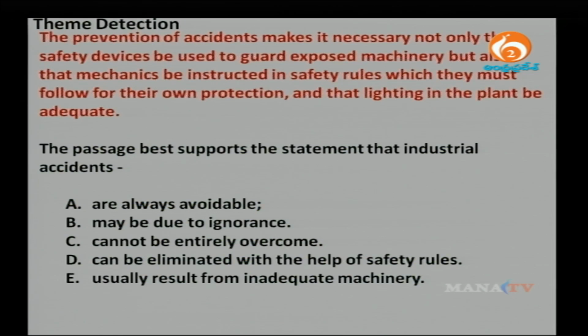The passage best supports the statement that industrial accidents are always avoidable. Industrial accidents may be due to ignorance. Industrial accidents cannot be entirely overcome. Industrial accidents can be eliminated with the help of safety rules. Industrial accidents usually result from inadequate machinery. And the correct answer is option D again, can be eliminated with the help of safety rules. So, enough lighting is also part of safety.